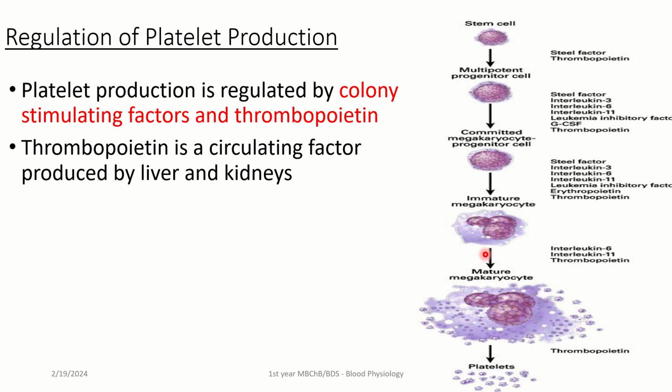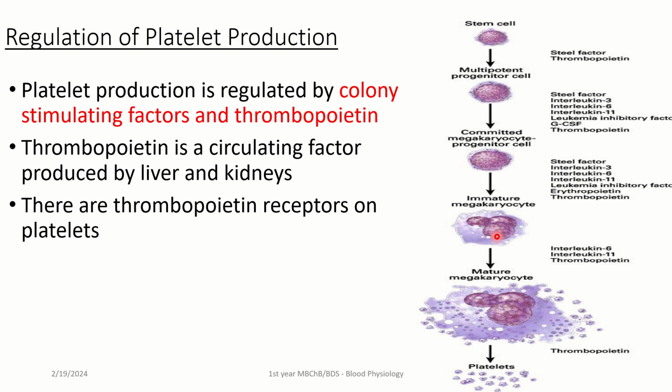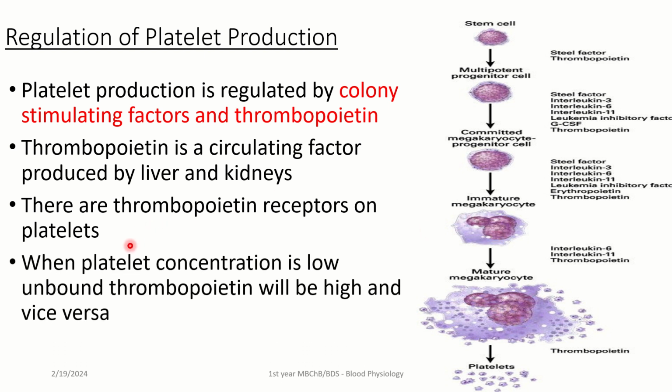And this thrombopoietin, it activates platelets, it activates the lineage in itself, the thrombocyte lineage. So this thrombopoietin is actually very important, right? It works on the receptor of platelets. So it leads us to this point. When platelet concentration is low, unbound thrombopoietin will be high. And when platelet concentration is high, unbound thrombopoietin will be low. Take a minute or two to meditate upon this.